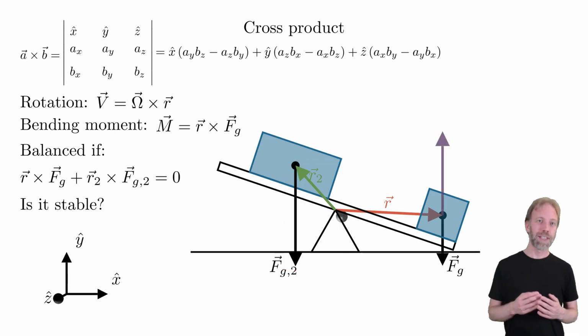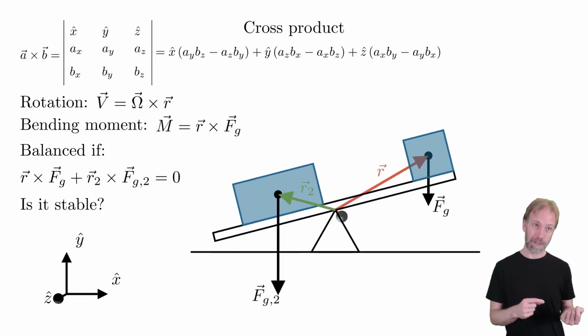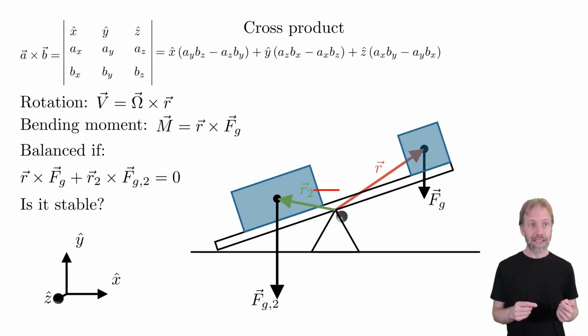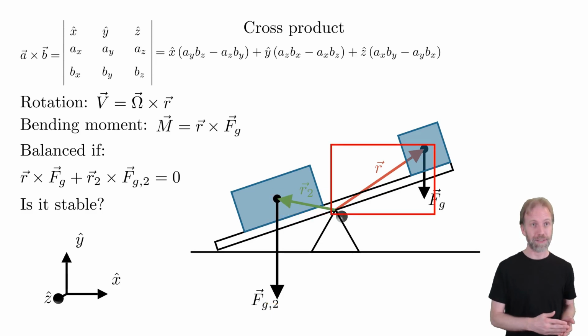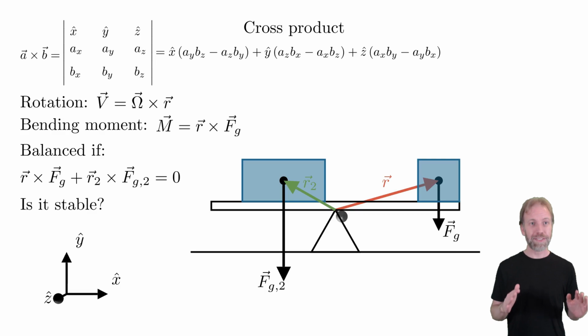Let's try and give it a push to the other side. This will cause it to tip over to the other side. Now, it's the second weight that has the r vector closer to being perpendicular, and the first weight has the r vector more parallel to gravity. Hence, the weight on the left creates the largest bending moment and the plate will stay in this position. We will need to give it a push to return it to the base position. We can therefore determine that the position is unstable, as it does not return to the original position by itself.